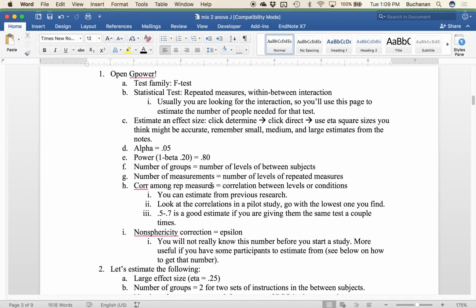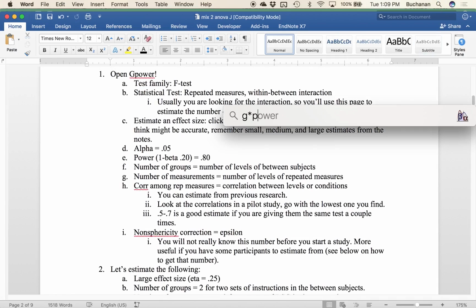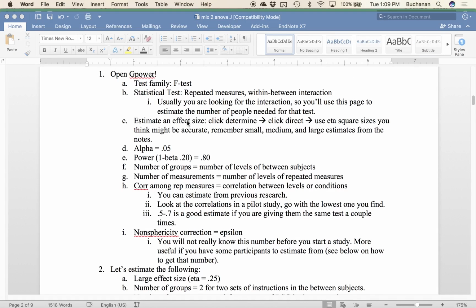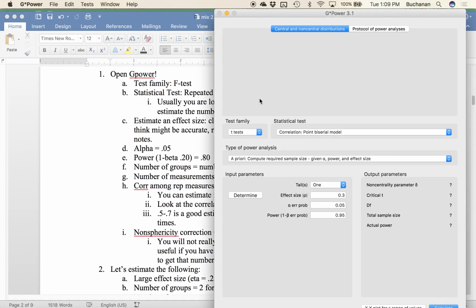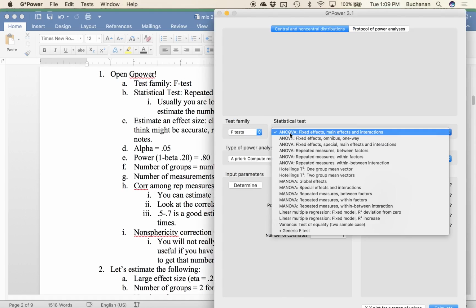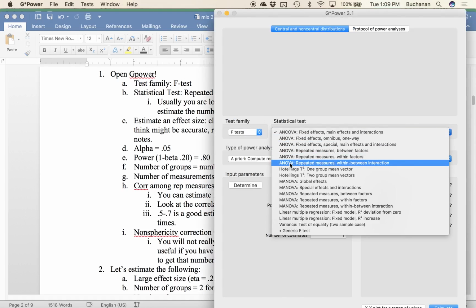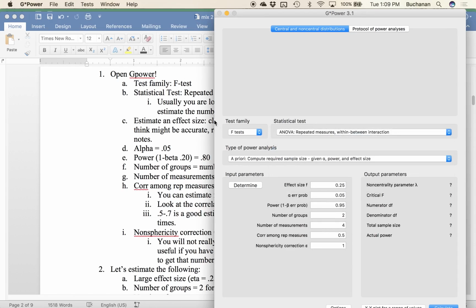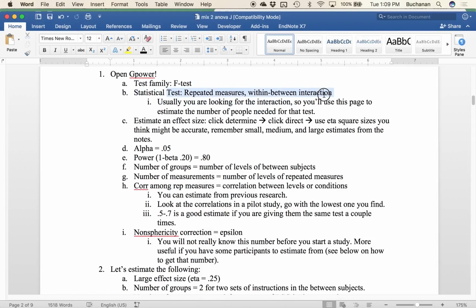Last but not least, let's cover power, and then this video will be over and we'll be done with regular ANOVAs. Okay. We're going to choose F test as our test family. Under ANOVA here, it's repeated measures, within-between interaction. Okay, so this one here.